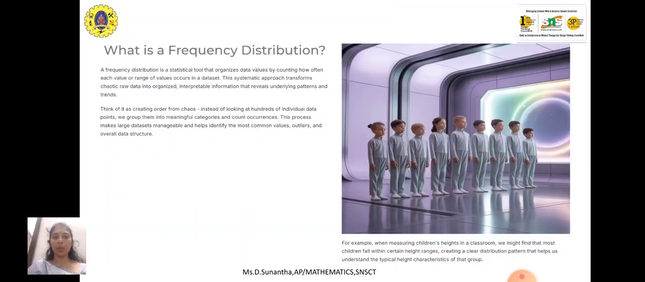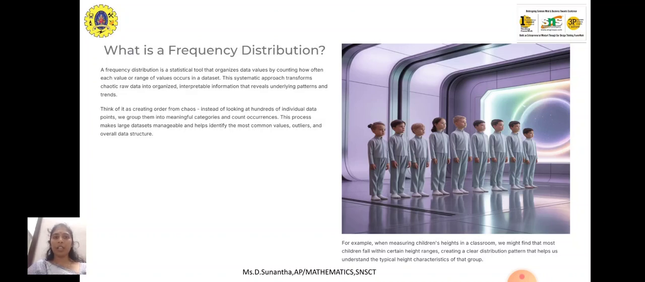So first, let us see what is frequency distribution. A frequency distribution is a statistical tool that organizes data values by counting how often each value or range of values occur in a dataset. This systematic approach transforms chaotic raw data into organized, interpretable information that reveals underlying patterns and trends.